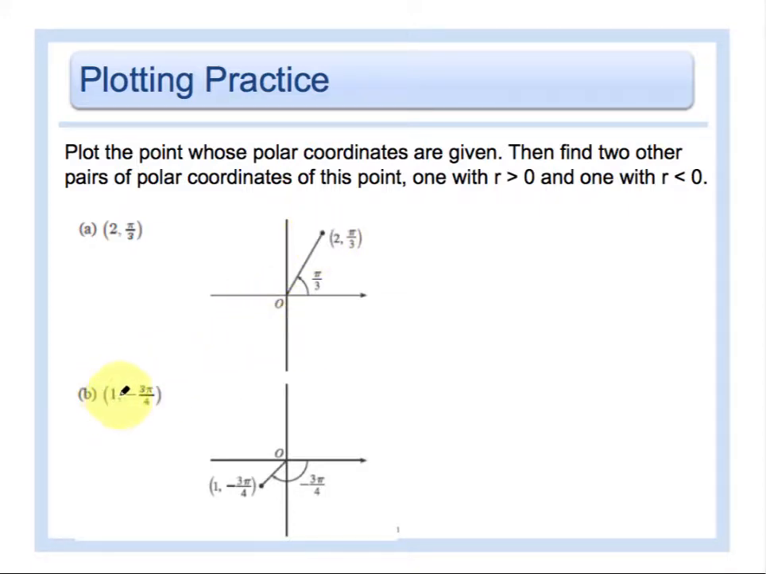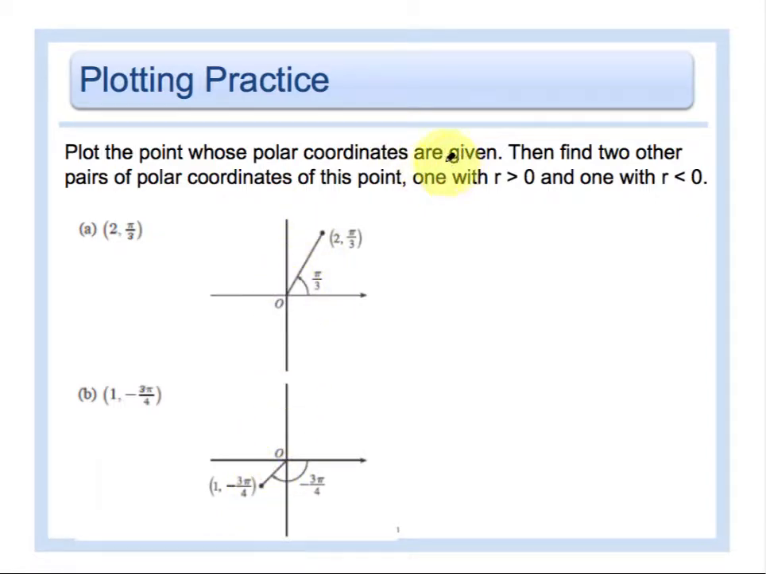The next one, if we wanted to plot, here's a radius of 1, and our theta is negative 3 pi over 4. So since the angle is negative, we're going to be going the opposite way around. Here would be pi over 4, 2 pi over 4, 3 pi over 4 is right here, and our radius is just 1. So you'll see that this radius is like half the length of this radius here.